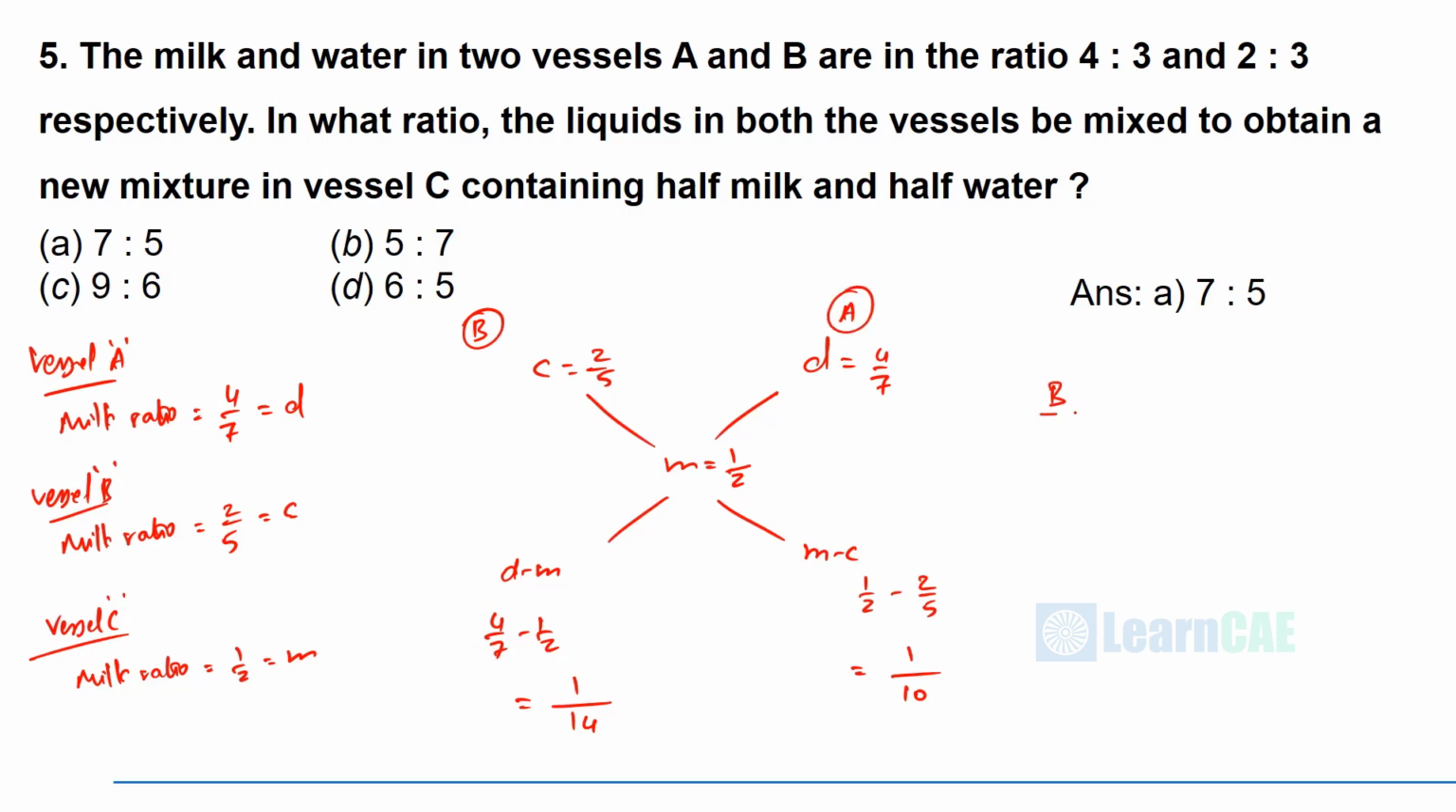Therefore, the ratio B by A, that is the quantity of mixture which we have to take from B divided by quantity of mixture which we have to take from A, is equal to D minus M by M minus C. Here D minus M is equal to 1 by 14 and M minus C is equal to 1 by 10. So rearranging we will get 10 by 14, which is equal to 5 by 7. But we have to find out the ratio with respect to A and B, that is A to B, not B to A. Therefore, A by B will be equal to 7 by 5. Therefore, the answer is option A, 7 by 5.